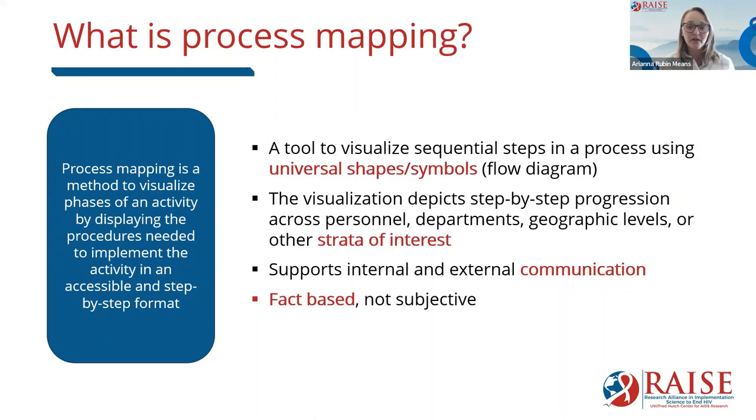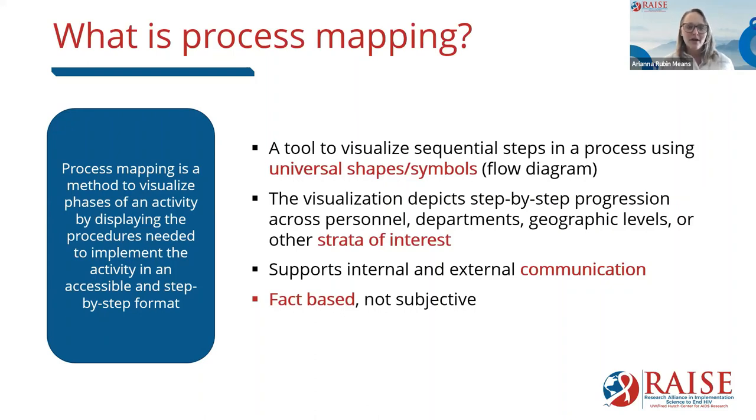So you can use a very simple flow diagram for process mapping, but depending upon your objective, that initial objective that you thought about at the beginning, you can also add more detail to show things like the personnel who are involved in the process, departments that are involved in the process, different geographic levels, or really any strata of interest that you think is relevant to the initial objective for the mapping. So in this way, process mapping is really helpful because it can support internal and external communication. Process maps can form the basis of things like standard operating procedures or SOPs. They can be used within training materials. They can be used for external communication to funders or community partners or really any kind of communication tool.